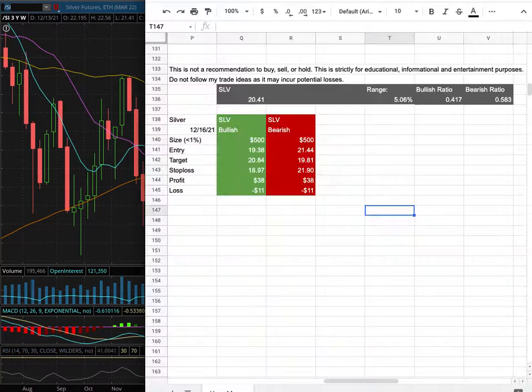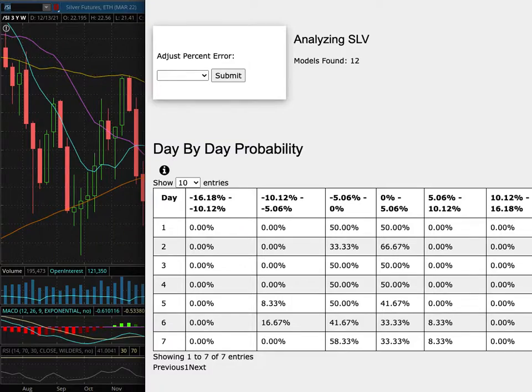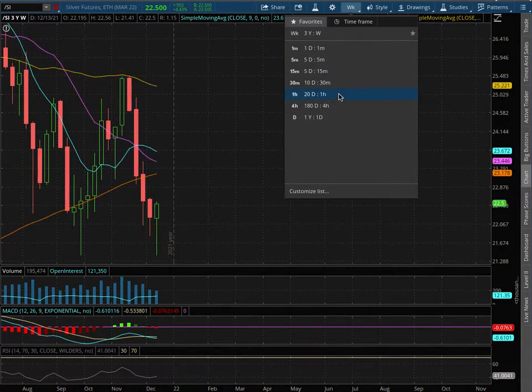Silver futures. In this video, we'll be going over my trade idea of the week and the day-by-day probability model. So let's start off with the technical analysis on the weekly chart.